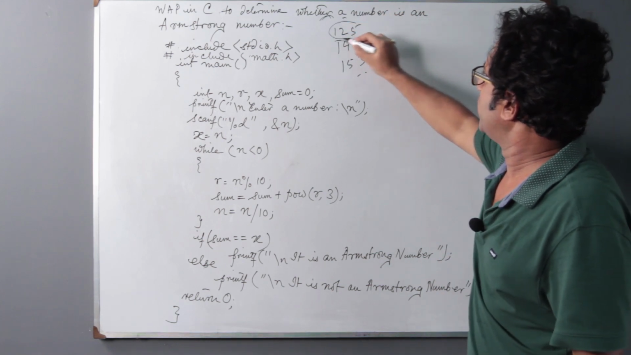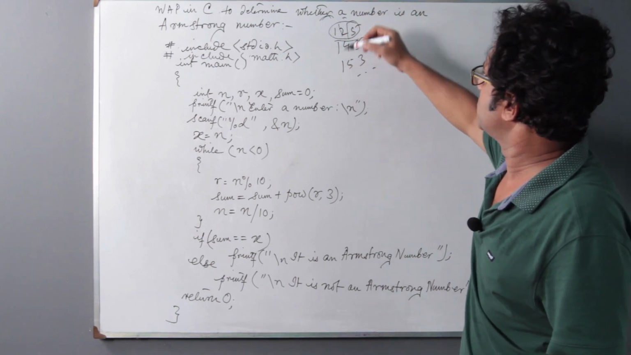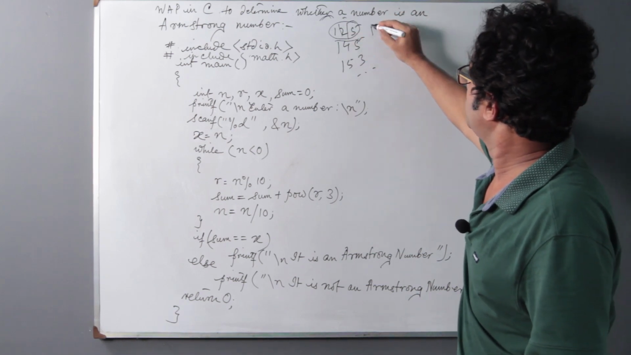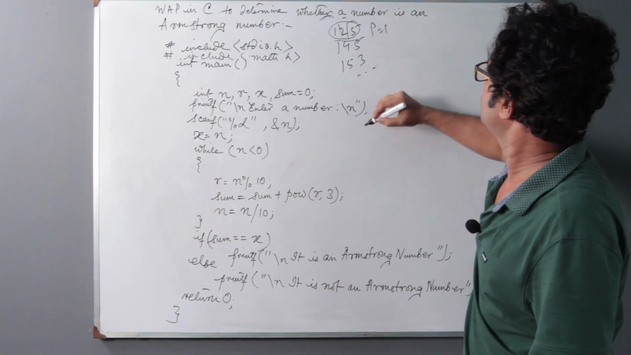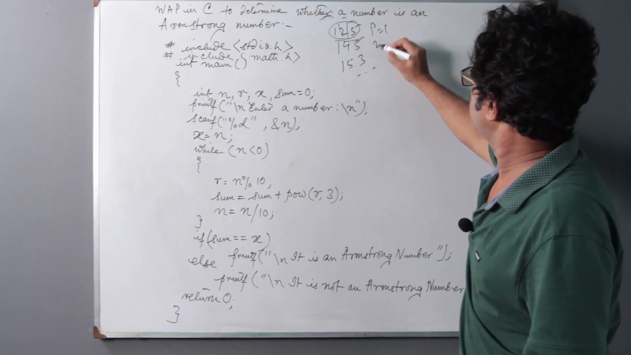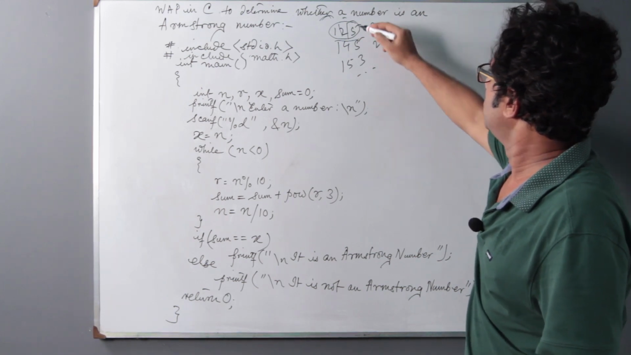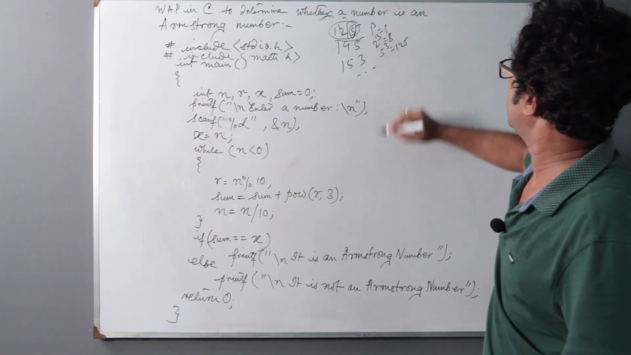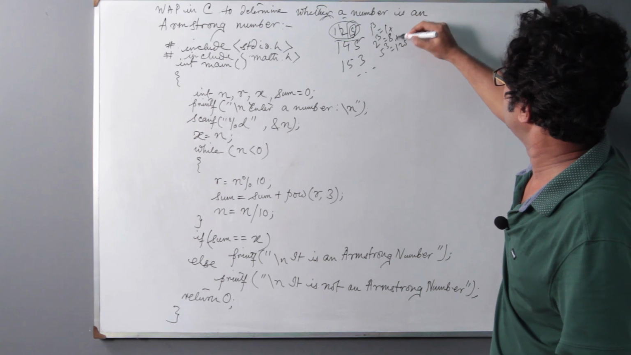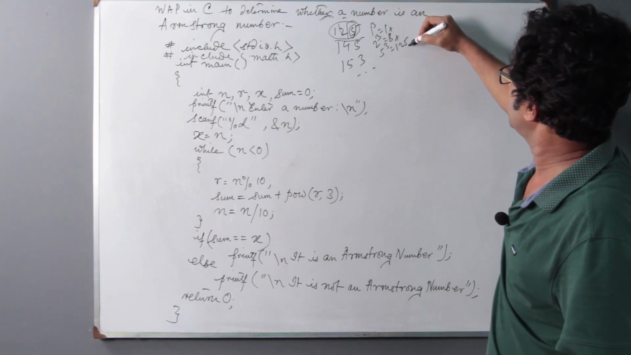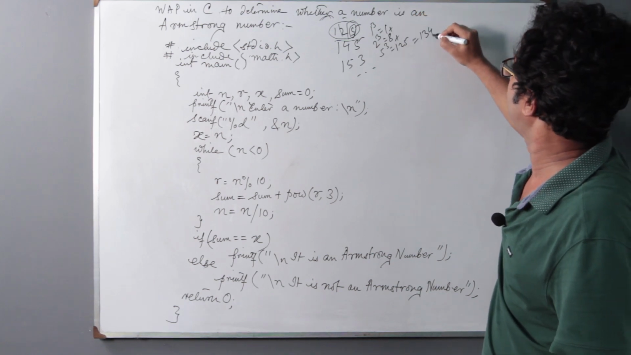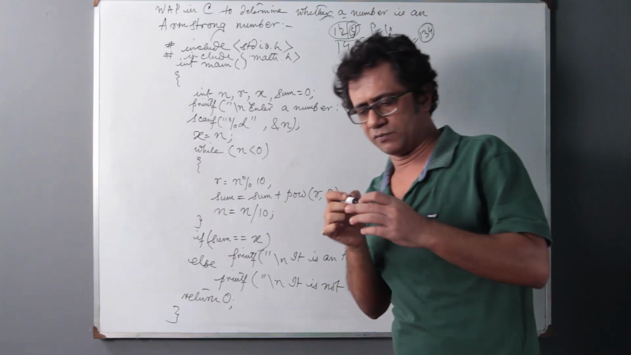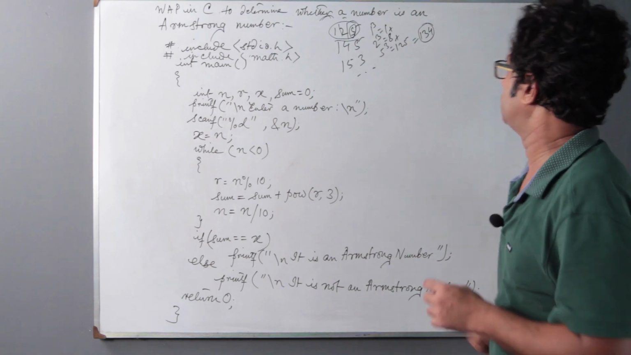See this 125. 125 has 3 digits: 1, 2 and 5. This 1 when cubed becomes 1. When 2 is cubed it becomes 8. When 5 is cubed it becomes 125. So let us add these 3: 1 plus 8 means 9, plus 125 is 134. So 134 is definitely not equal to 125. So 125 is not an Armstrong number.